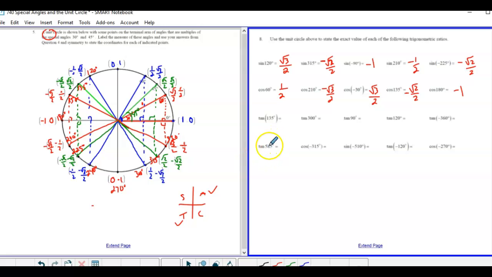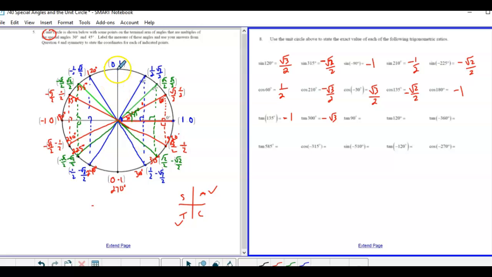Okay, now some tans. So tan, we already did some of these. So tan of 135, well, anything to do with a reference of 45 is going to be 1. It's in the second quadrant, so it's going to be negative 1. Tan of 300, so take a look at it here. So tan is y over x, so that's going to be negative root 3, because negative root 3 over 2 over 1/2, the 2's divide out.